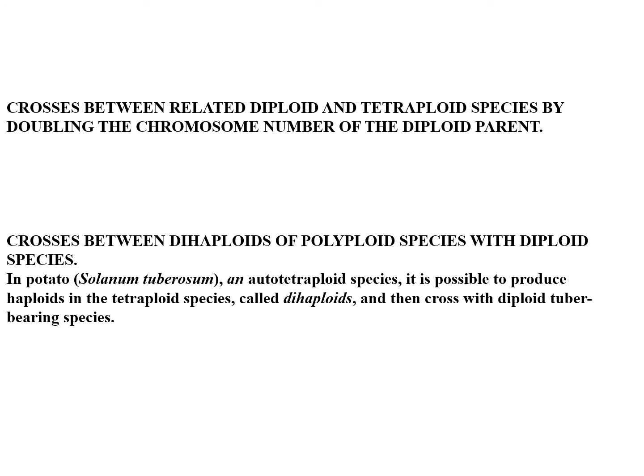And both of them have been used. For example, in potato, Solanum tuberosum, they are using this process, which is dihaploid with diploid, and then redoubling the chromosomes to get a new autotetraploid species.